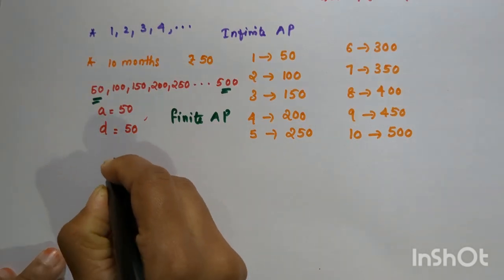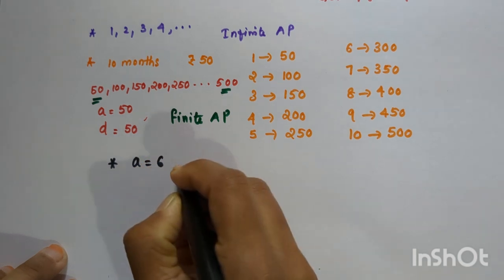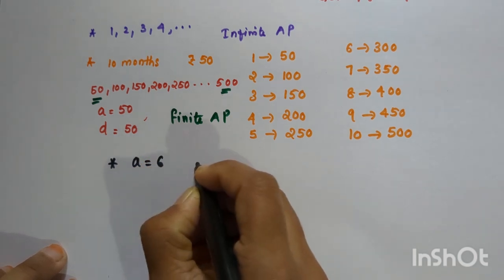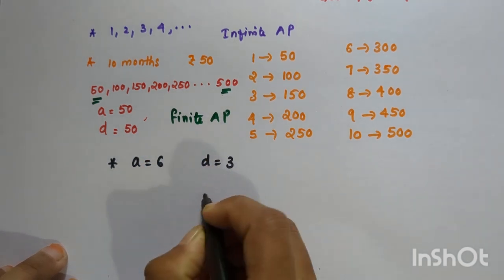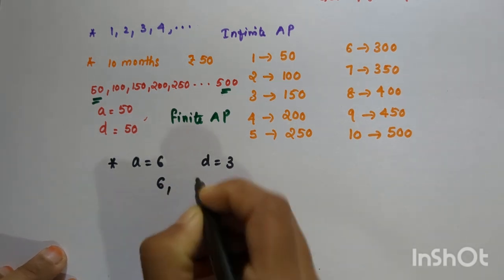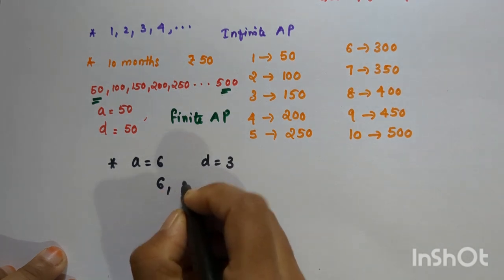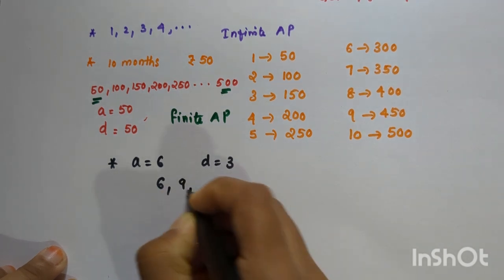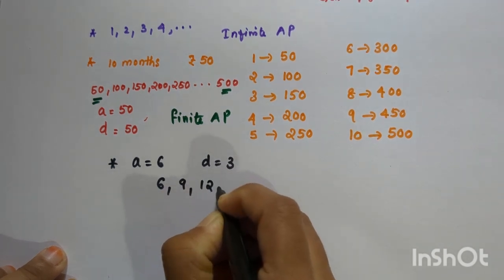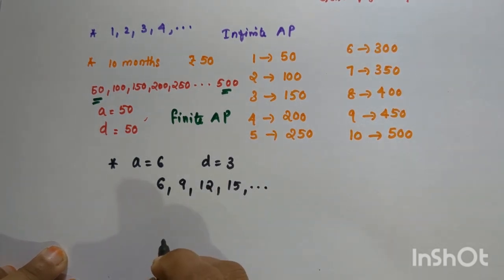Now you see, if the first term of an AP is 6 and the common difference D equals 3, then what will the AP be? The first term is 6, the second term will be 6 plus 3, that is 9. Third term 9 plus 3, 12. Fourth term 12 plus 3, 15, etc.